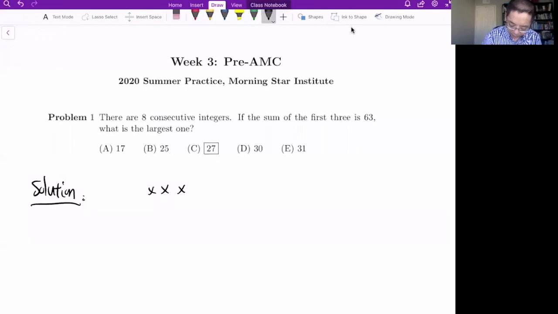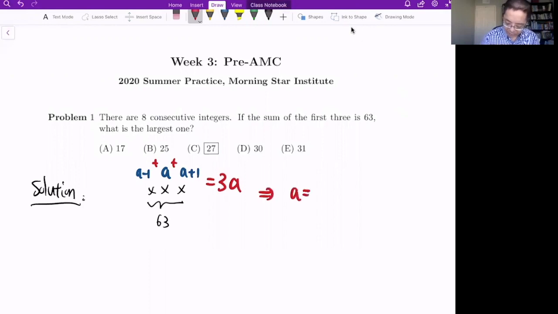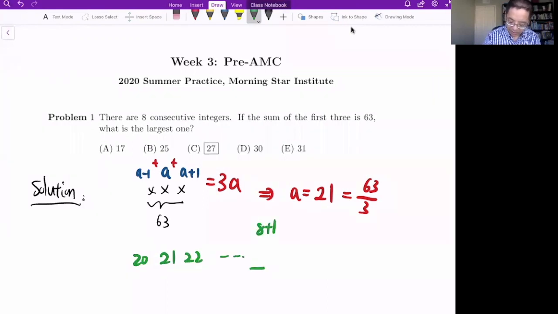We know their sum is 63. If the middle one is a, then the others are a plus 1 and a minus 1. If you add them up, it's just 3 copies of the middle one. So from here, we quickly get the middle one, a, is 21, which is 63 divided by 3. So we have the list: 21, 20, 22, and all the way to the 8th number, the largest one. Clearly, the largest one will be 27.